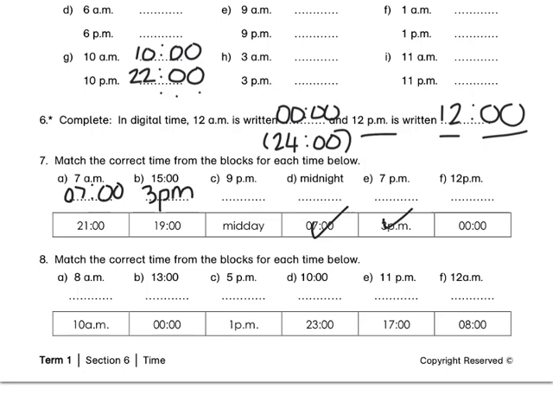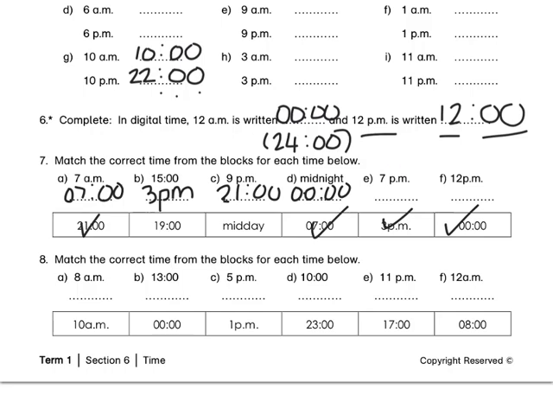Next, 9 p.m. We know that this is in the evening, so the day is almost over. 9 p.m. means plus 12. 9 plus 12 is 21, so it means that 21 hours of the day have passed. Midnight, we know that the clock resets at midnight. I'm just going to mark that off. So for midnight, we know the clock resets. So it is 0000.